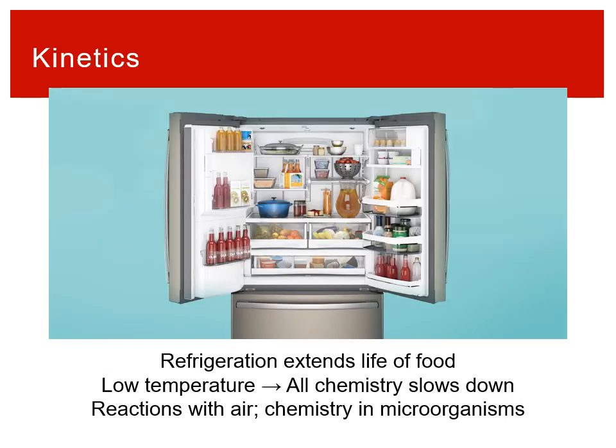This is also why refrigeration works. You lower the temperature, so at low temperatures inside of a fridge, all chemistry slows down. So in a fridge, in food preservation, first you'd have reactions with the air. That would be, for example, things like bread going stale or fruit rotting or ripening and then going too ripe. Those are reactions with the air where the oxygen is reacting with it.